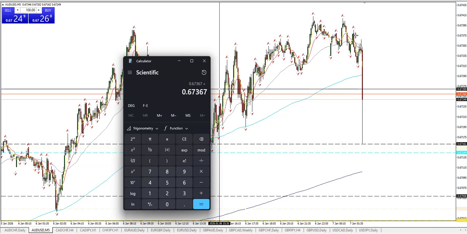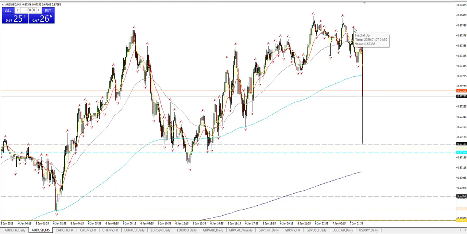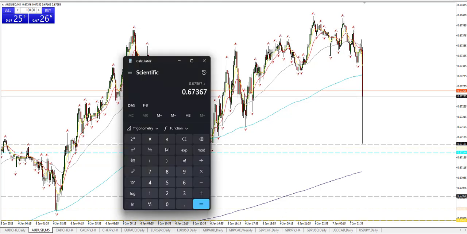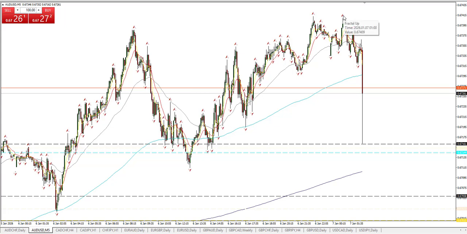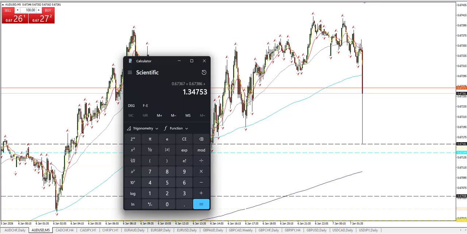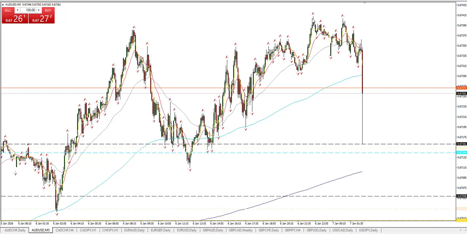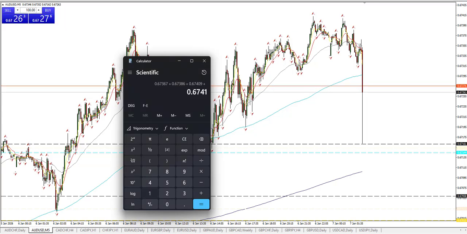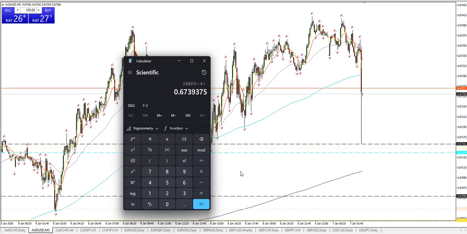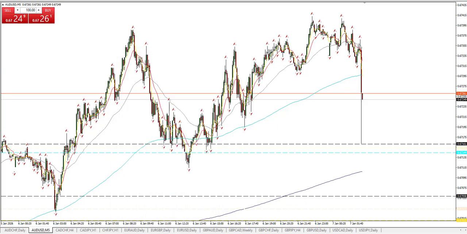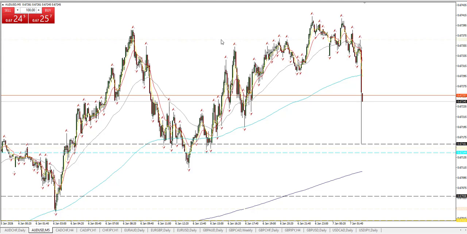67367 plus, and then the next fractal is 67386, and then the next one is 67409, and then the last one is up here, which is 67413. Add, divided by 4, and 67394 is the upper limit. 67394. So we set that there.